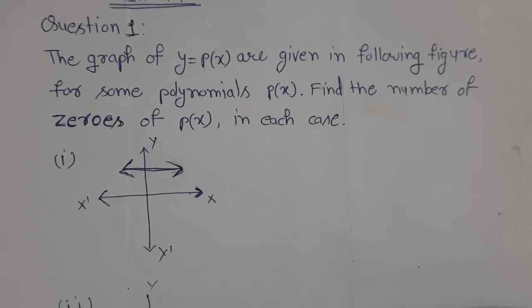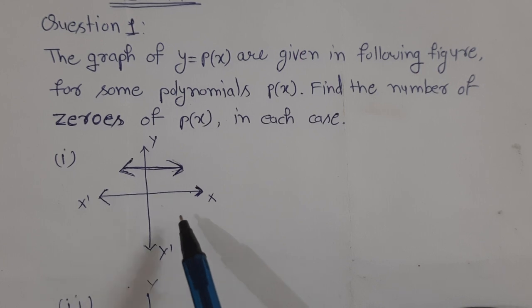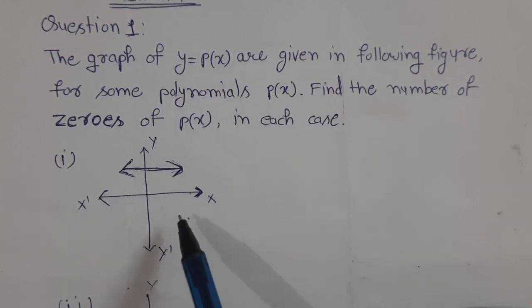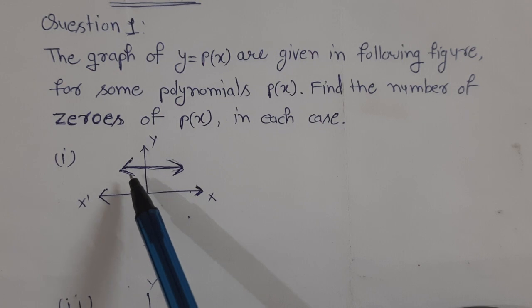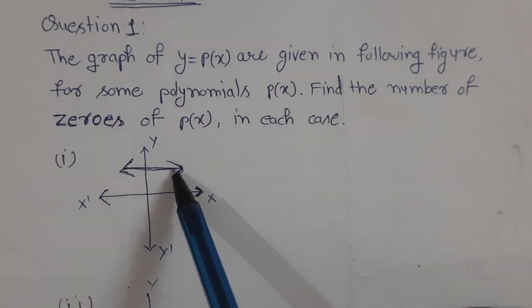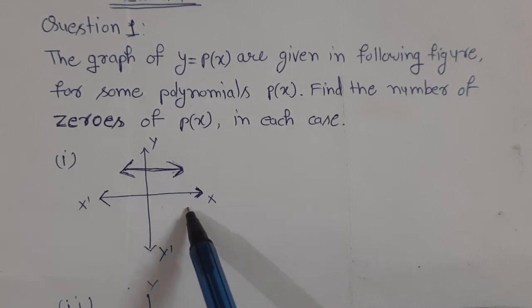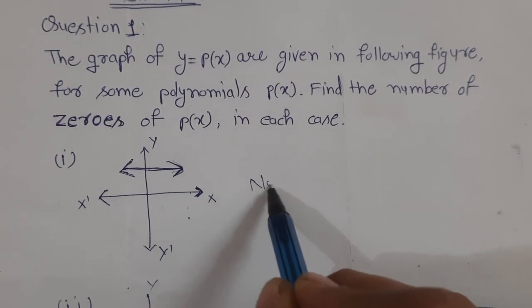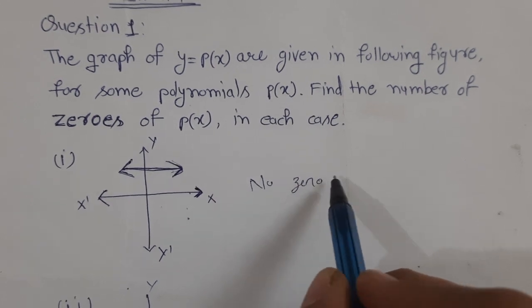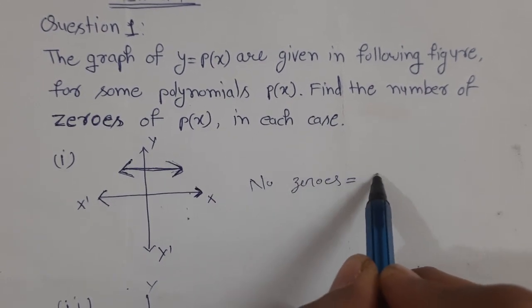Question number 1. The graphs of p(x) are given in the following figure for some polynomials p(x). Find the number of zeros of p(x) in each case. So we can see the first graph is given. In this graph we can observe that this graph does not intersect the x-axis. So the number of zeros is 0.